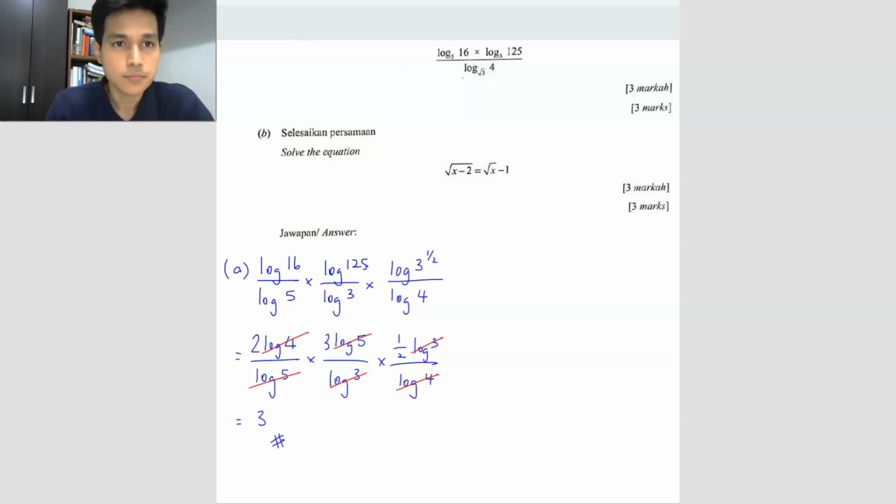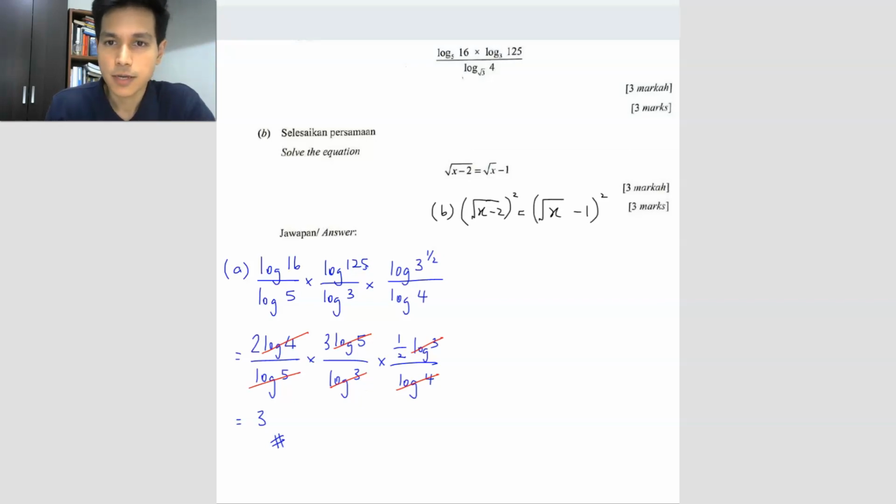Question B. Question B is asking you to solve this. So how are we going to solve this? If you notice that there is a square root on this side and a square root here, usually when there is a square root, we can square both sides. Okay, we can square both sides, so it ends up like this. So you get square root x minus 2. Okay, so this side here you're going to square, equals square root x minus 1. So here also you're going to square.